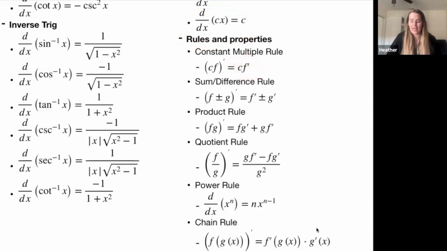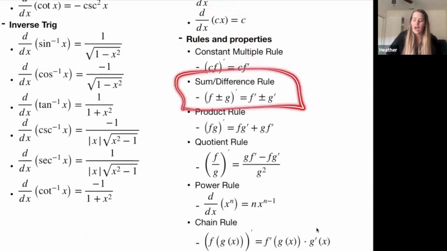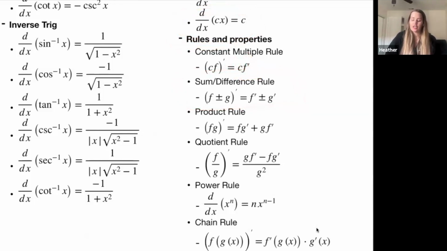Sum and difference is the same as the limit laws as well, right? I can just do them individually. So if I'm adding or subtracting two functions, I can find the derivative of each of them individually and add or subtract those derivatives together. Now here's where we deviate from the limit laws.